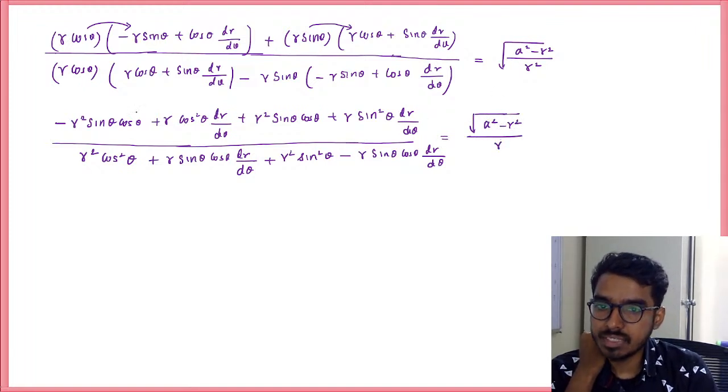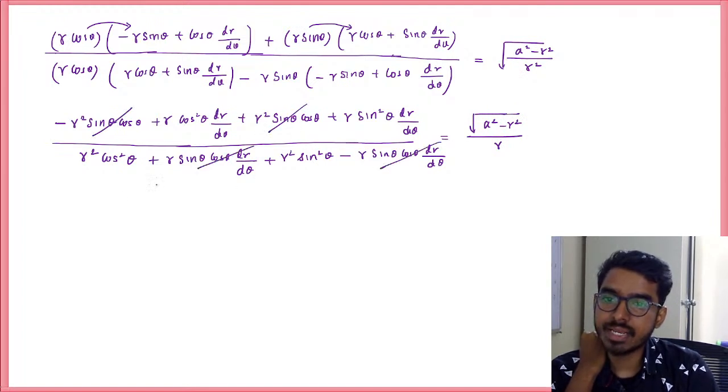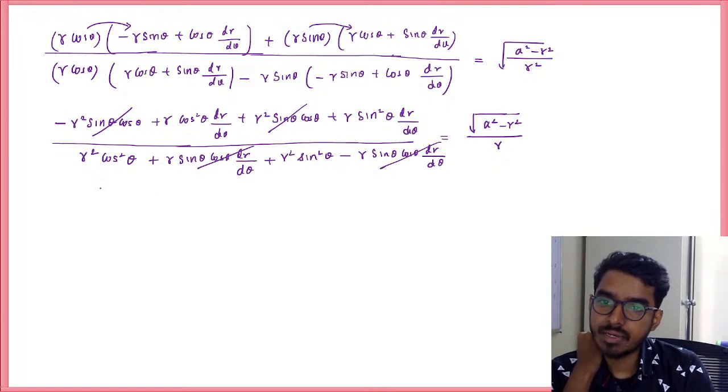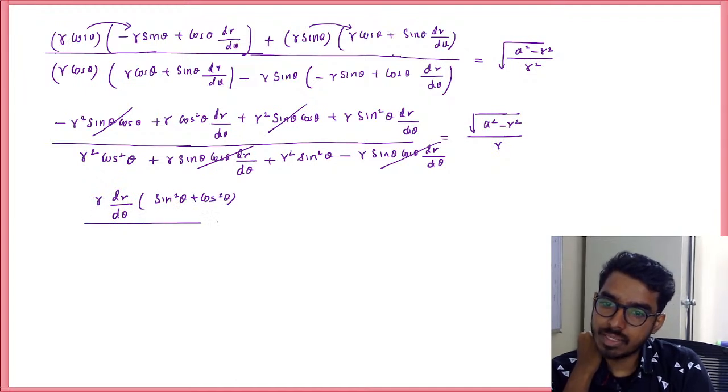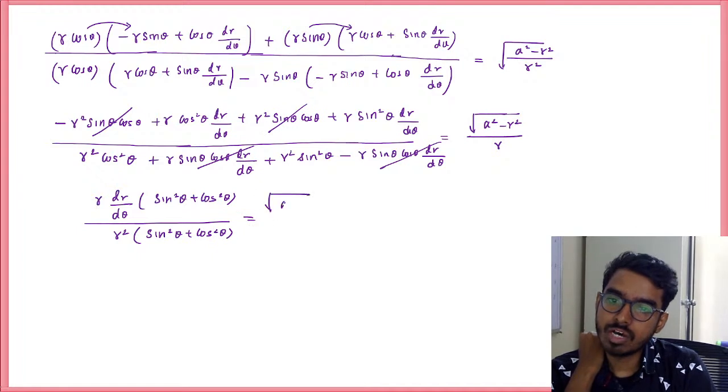Okay, now you can see this term will get cancelled. This term will get cancelled. Now if I take dr by d theta outside, if I take r into dr by d theta common, we have sin square theta plus cos square theta, and here if I take r square common, we have sin square theta plus cos square theta, root of a square minus r square by r.